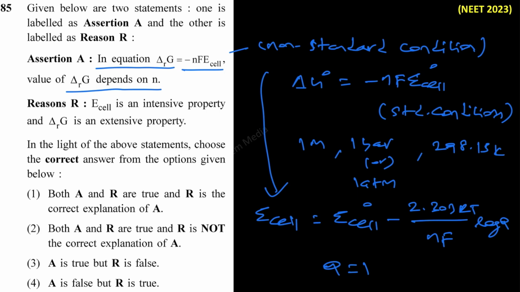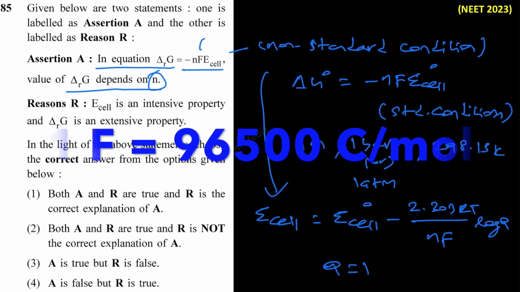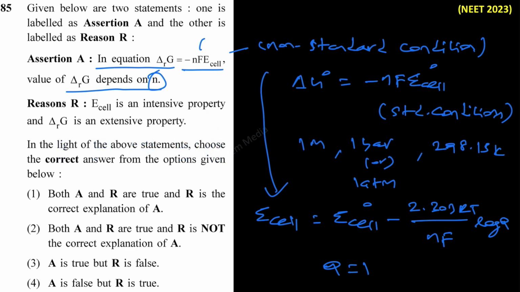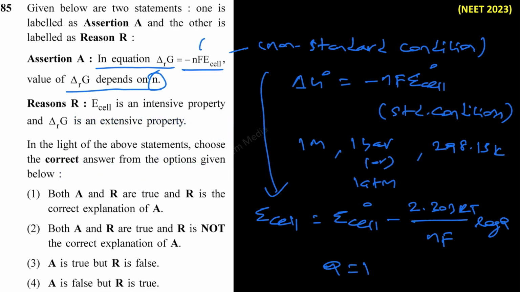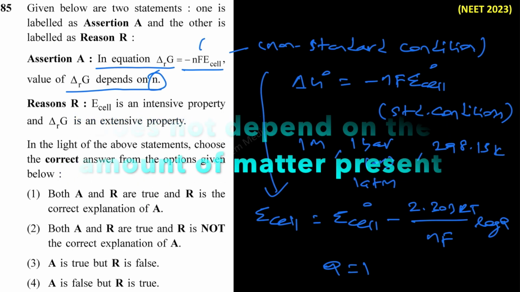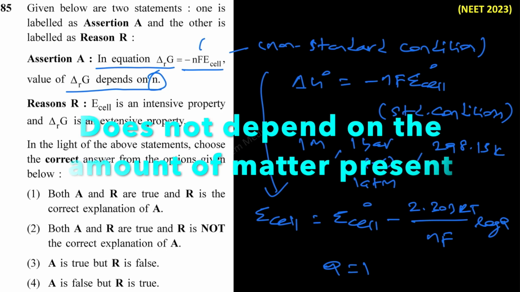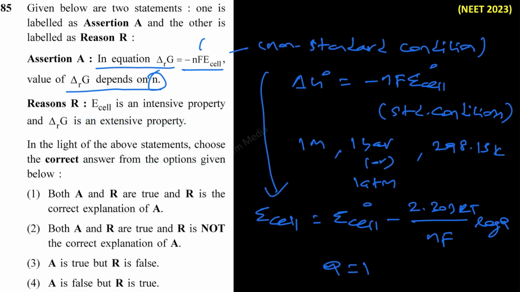So, the first statement is true because it depends upon the number of electrons transferred. n is the number of moles of electrons transferred in the balanced redox reaction. F is the Faraday constant, and the Ecell we will find out through the Nernst equation. That is also a constant value because it is an intensive property. Both Ecell as well as Ecell standard are intensive properties, isn't it? So therefore, it depends only on the number of moles of electrons transferred in the balanced redox reaction. So therefore, assertion is correct.